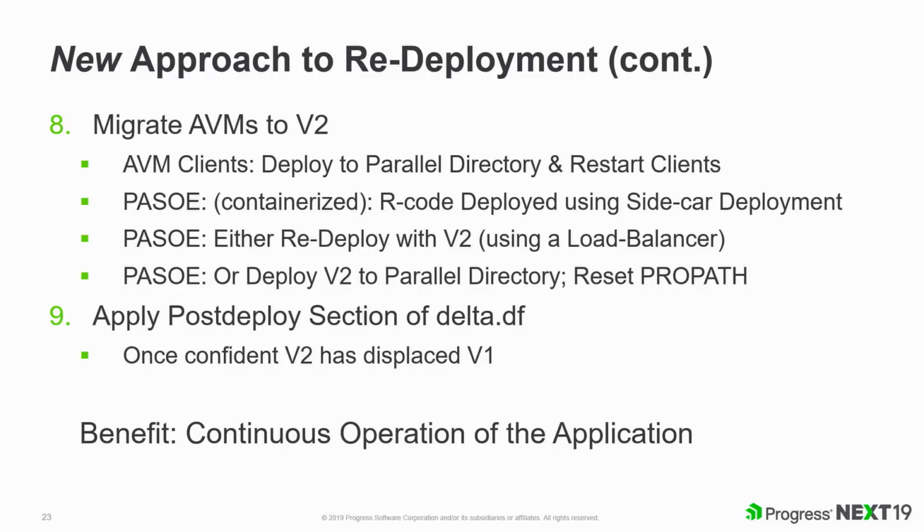The AVM clients basically would need to be restarted. You might do that by restarting them, resetting a propath. Then finally, once you're confident that version 2 of your application is what is running and has displaced version 1, you can apply the post-deploy section of the delta DF. Now, if you know that version 1 isn't using the things that you're dropping from the schema and from the database, you can apply this sooner, as soon as you're confident that version 1 doesn't care about these schema artifacts. And so the benefit of this new process is continuous operation of the application.